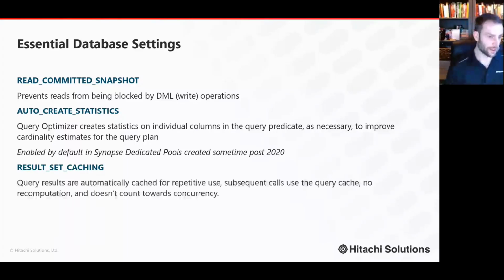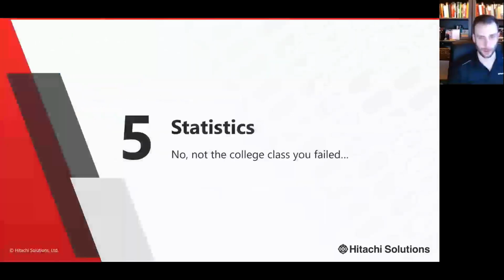Result set caching. So this will essentially automatically cache the results of any deterministic query in a cache that is managed by Synapse. And by deterministic, I mean if you run the same select statement, it'll return the same results every single time. Subsequent executions of the select statement, no matter who the user is, will return the results from the query cache. No recomputation is needed, and it doesn't count towards your total concurrency that's possible in the environment. So a fantastic feature, essentially just giving you additional possible concurrency and possibly better performance.